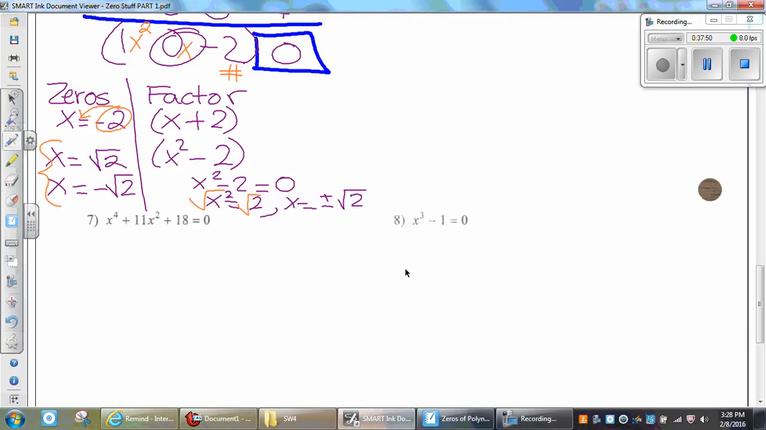What is the degree of the original polynomial, guys? 3. How many zeros do we have? 3. So does that make sense? Oh, Alexis, you gotta take more notes. Come on. So does it make sense that we have 3 zeros? Yes, it does.